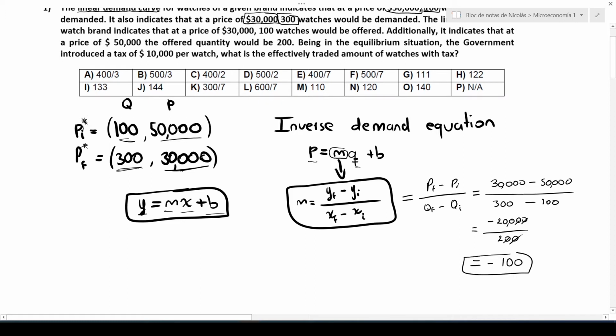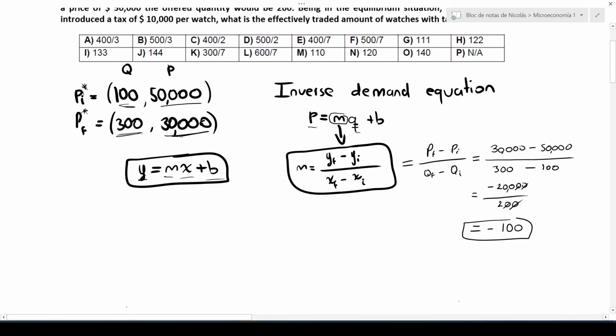Having a slope allows us to find this constant, which is the point at which the demand linear equation crosses with the y-axis. So we now have that the price is equal to negative 100 times Q plus B. To find B, we'll have to replace price and quantity for one of the points we already have.